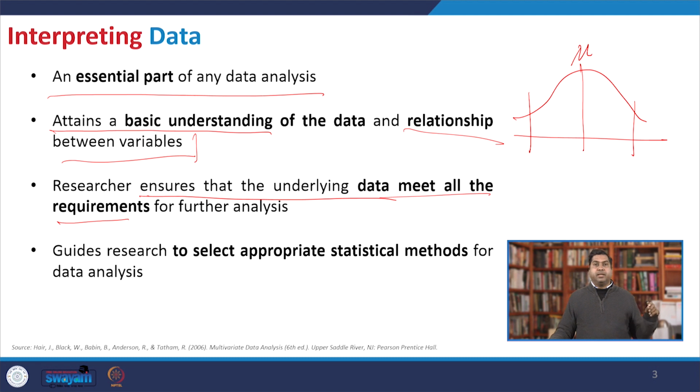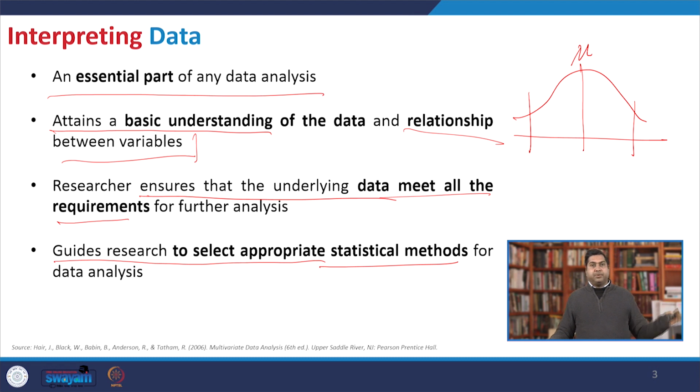Those are the different statistical indicators that we check to understand the data better, so that we can apply advanced statistical tools for further in-depth understanding of the collected information. This particular step also guides research to select appropriate statistical methods for data analysis. So it will also direct the researcher as to what kind of method can be applied.